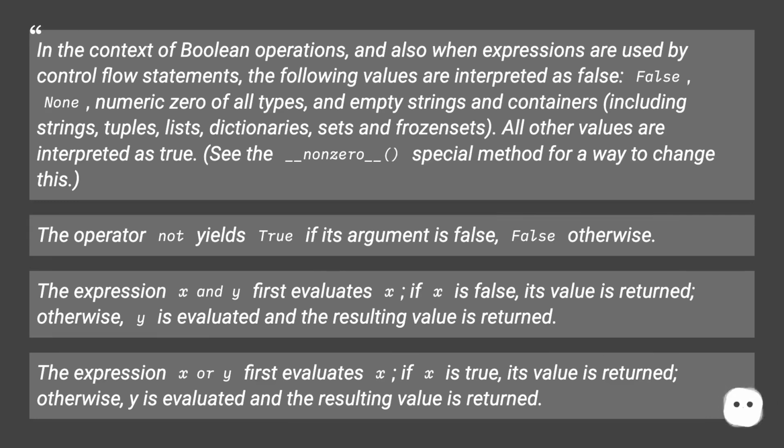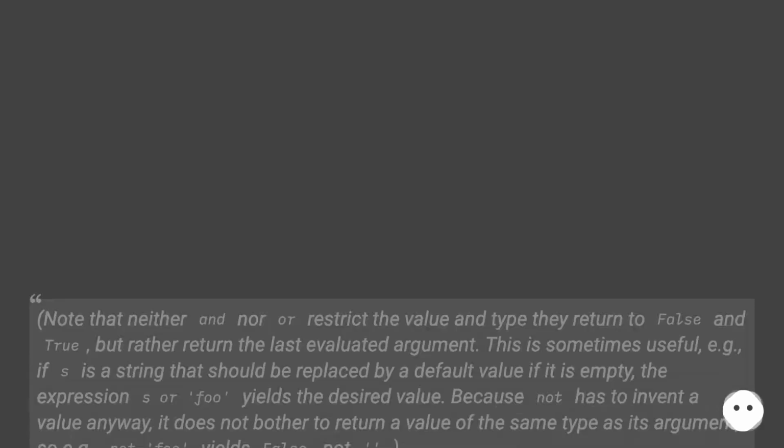The operator not yields True if its argument is false, False otherwise. The expression x and y first evaluates x. If x is false, its value is returned. Otherwise, y is evaluated and the resulting value is returned. The expression x or y first evaluates x. If x is true, its value is returned. Otherwise, y is evaluated and the resulting value is returned.